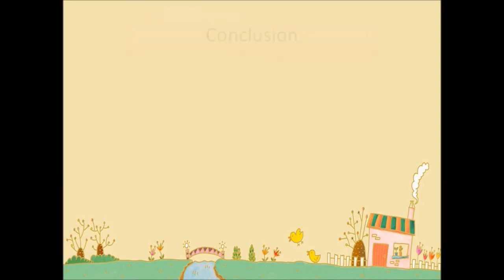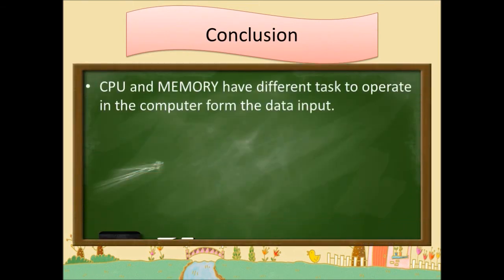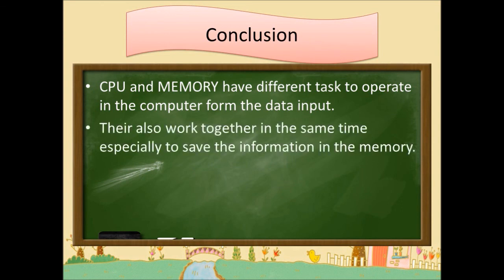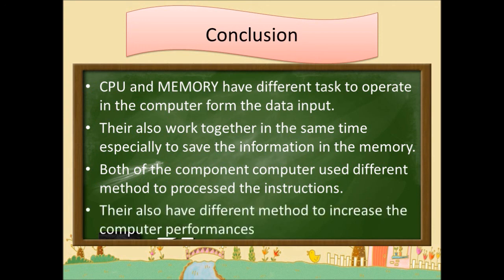The conclusion is that CPU and memory have different tasks to operate in the computer from the data input, but they also work together at the same time, especially to save information in the memory. Next, both components of the computer use different methods to process instructions. Lastly, they also have different methods to increase the computer's performance.